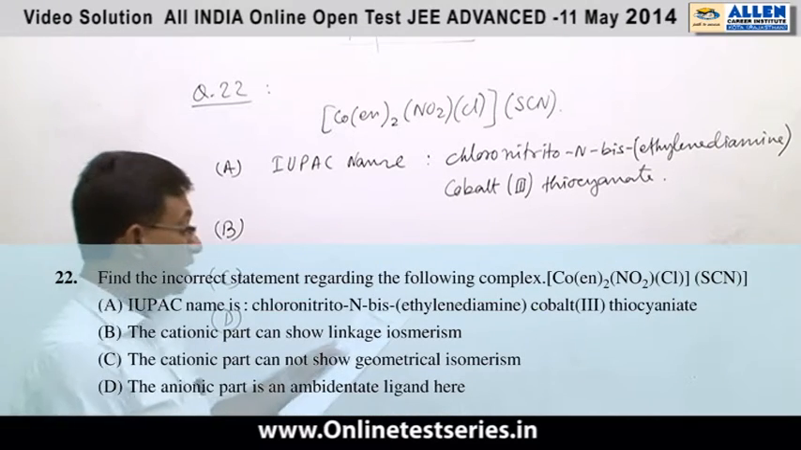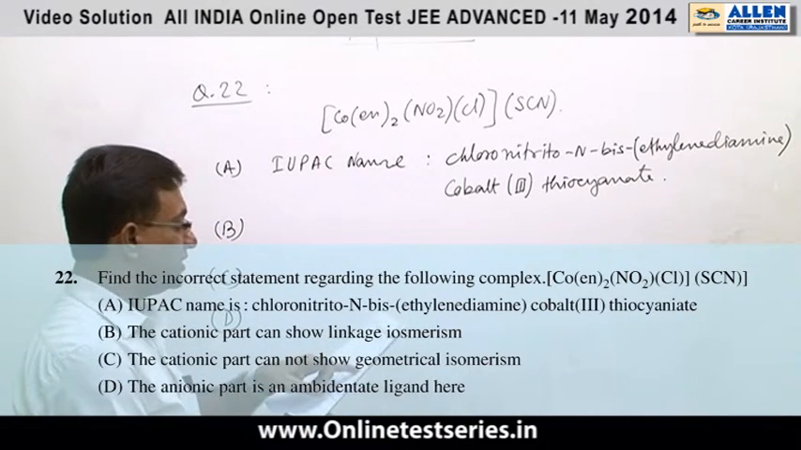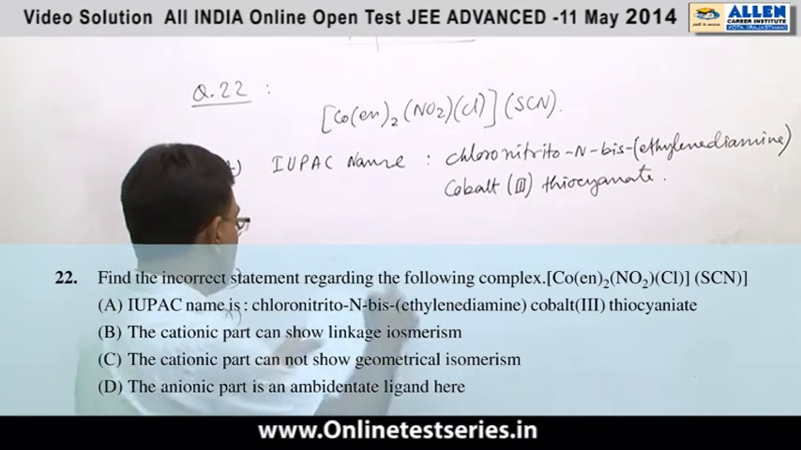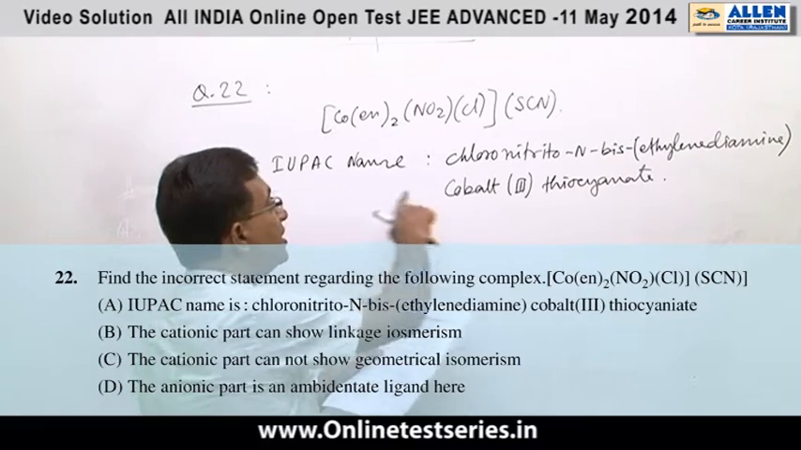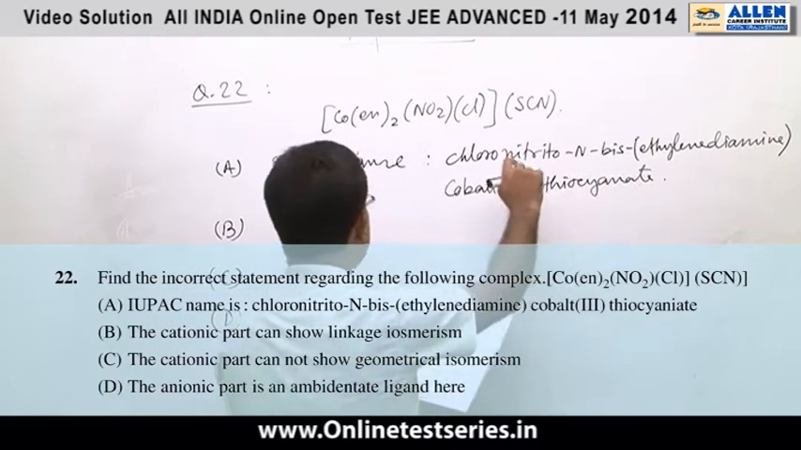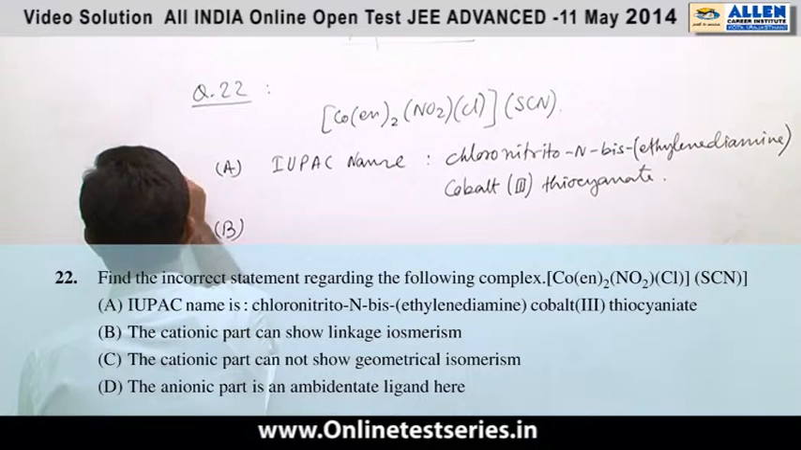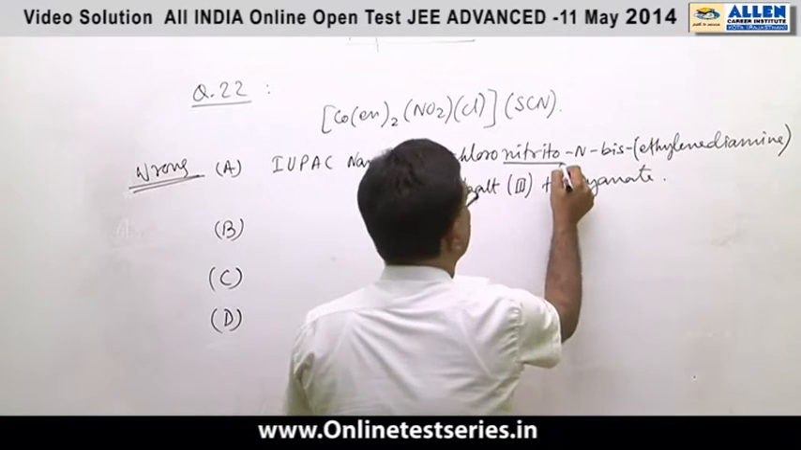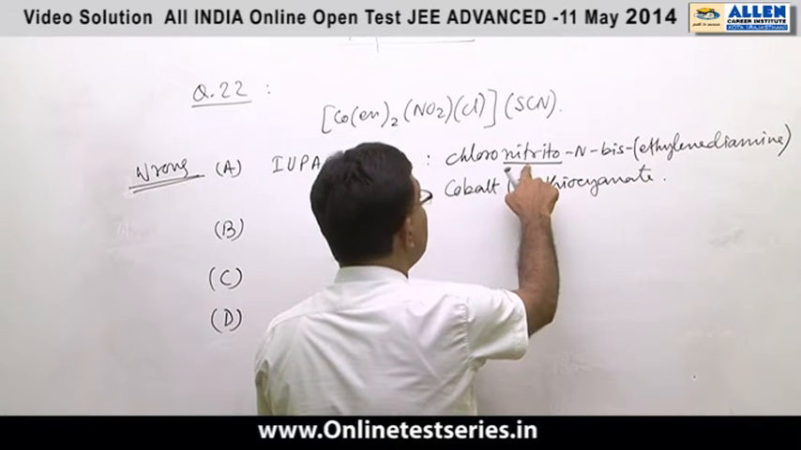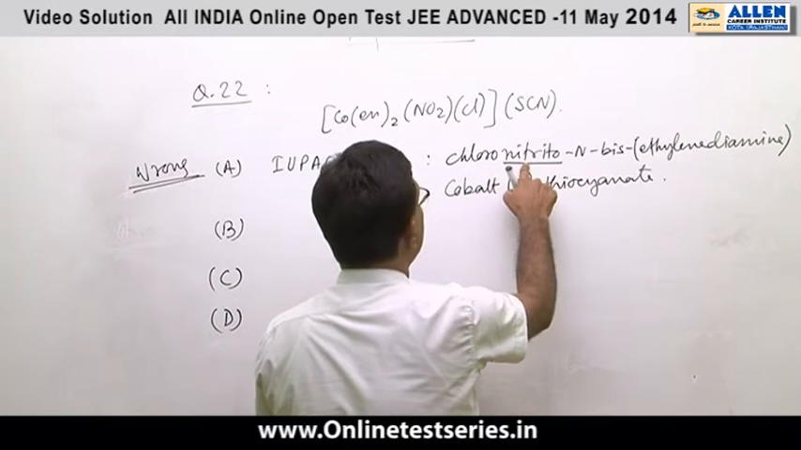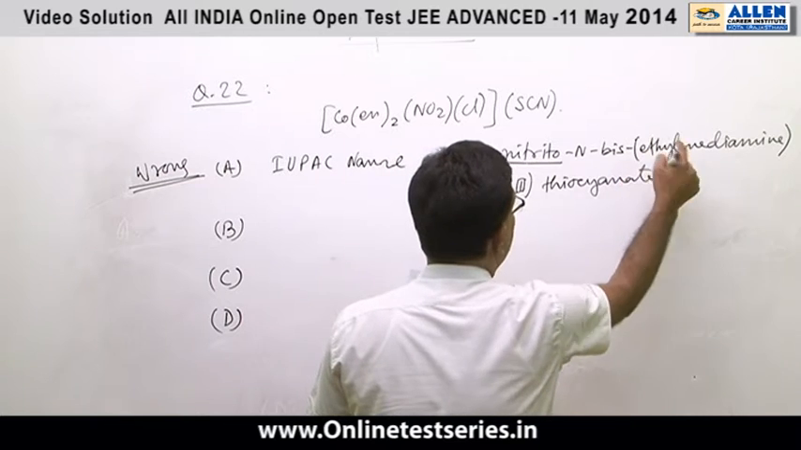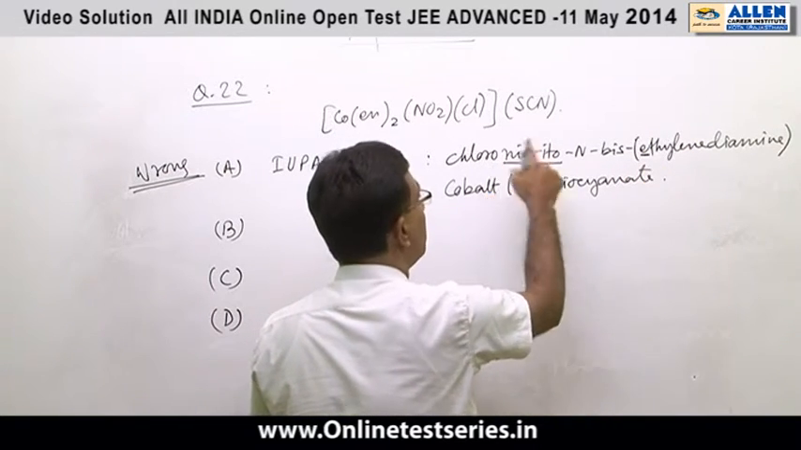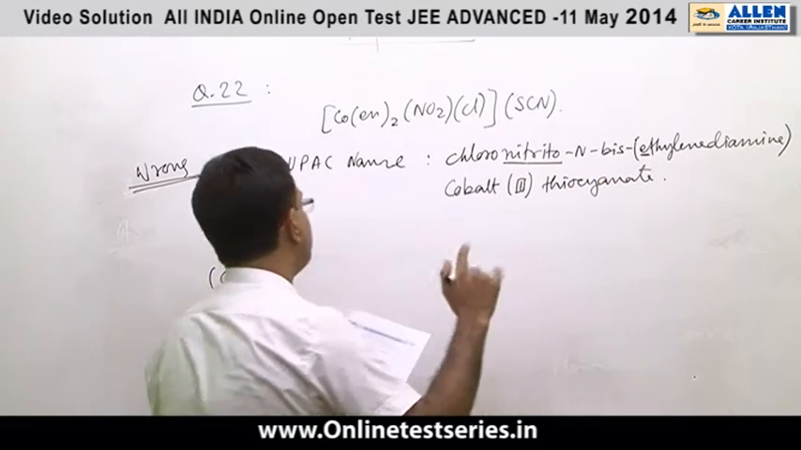Here we have to find out the incorrect statements regarding the complex given above, right? In this, the IUPAC name written in option A is wrong. It is wrong because the alphabetical sequence is incorrect. Chloronitrogen, and here ethylenediamine, E comes first before nitrogen, before N. Because of that reason, this is incorrect.